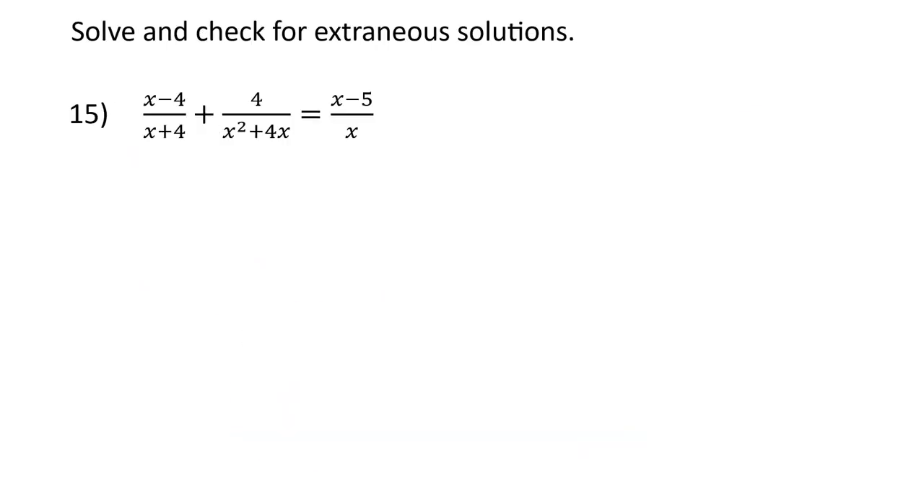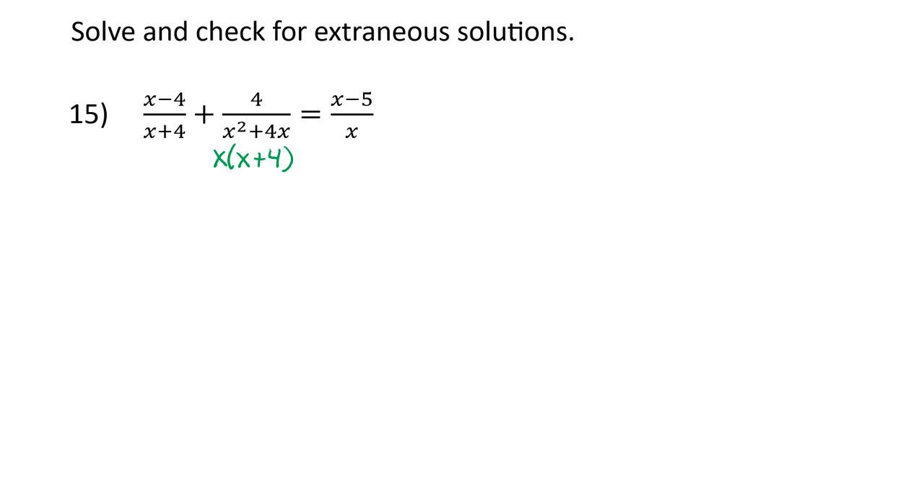Okay, solving and check for extraneous solutions. Okay, so the first thing we want to do is factor the denominators. We have an x plus 4, nothing we can do there. x squared plus 4x has a greatest common factor of x, so we can factor an x out of that. And then there's nothing we can do to the x.